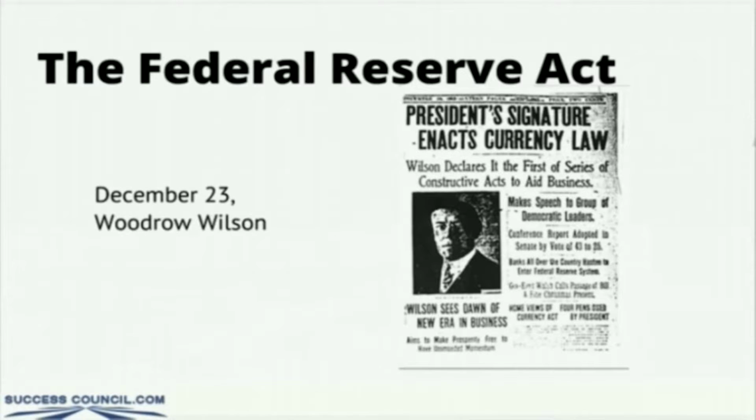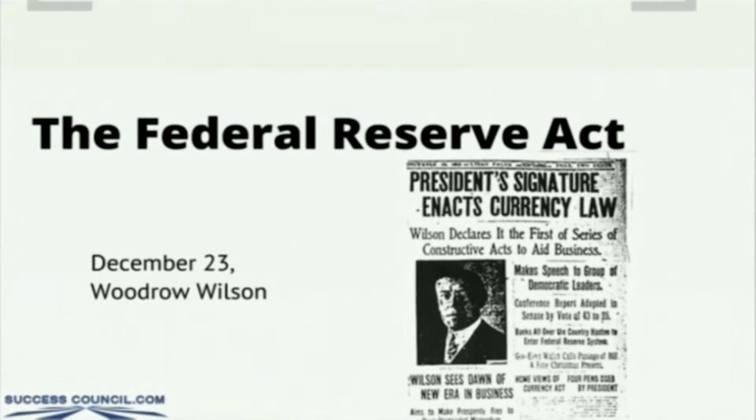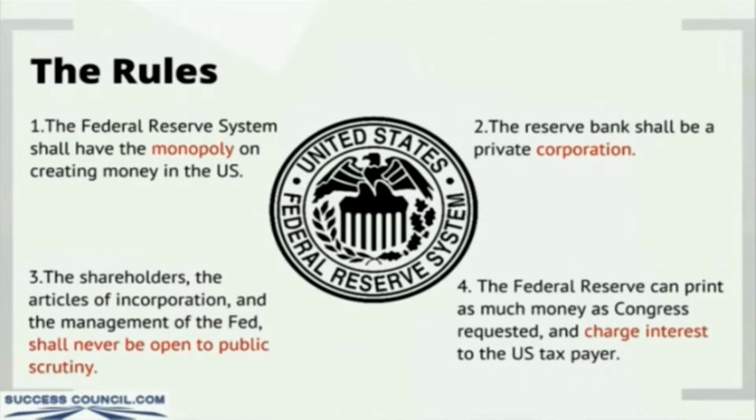It outlined the powers given to the Federal Reserve Bank, and after a few amendments to the Federal Reserve Act, 194 over the next 99 years to be exact, the rules are as follows. They are 1. The Federal Reserve System shall have the monopoly on creating money in the U.S. 2. The Reserve Bank shall be a private corporation. That's right. The Reserve Bank is not an arm of the government. It's a private bank. It's no more federal than Federal Express.